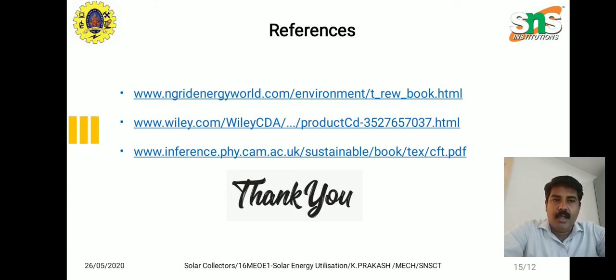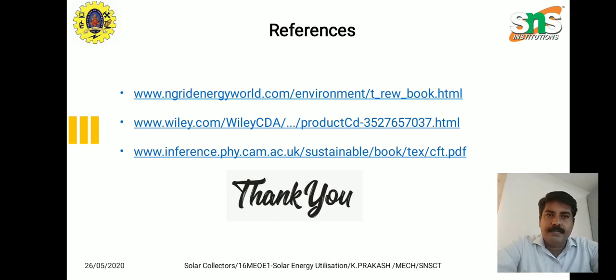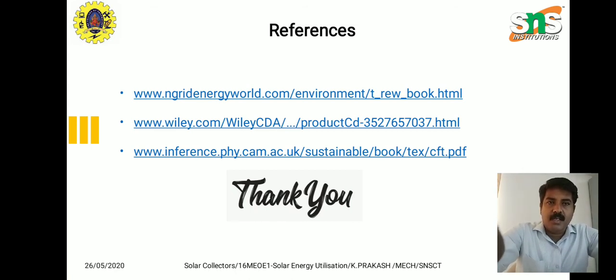Before going for the conclusion, we will have a small wind up of what we have discussed today. Today we have discussed solar collectors. A solar collector is a device used to collect solar energy so that it can be used for different purposes in our day-to-day life. They are mainly classified into concentrating collectors and non-concentrating collectors. Non-concentrating collectors are flat plate collectors and evacuated tube collectors, which we use for domestic purposes to heat the water for our houses.